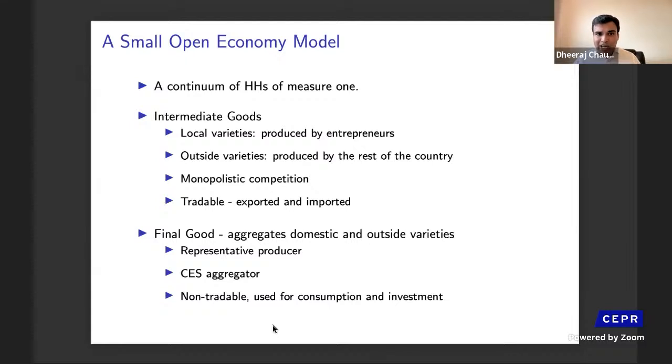Intermediate goods sector entrepreneurs engage in monopolistic competition, and these varieties are tradable. That is, they can be exported, they can be imported. And in the final goods sector, there's a representative producer that combines domestic and outside varieties in a CES aggregator. The final good is non-tradable and is used for consumption and for investment.